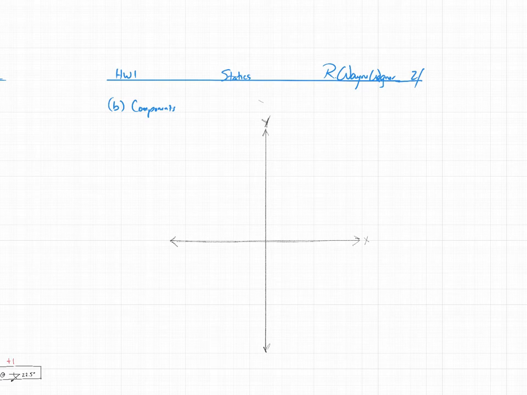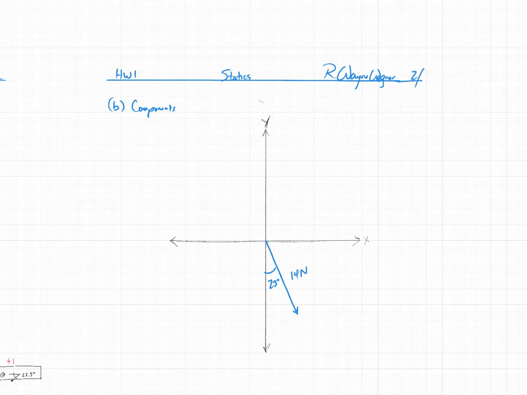Now, A, we'll make 14. We've already figured out these angles, so I'm not going to belabor that point here. I want to make this in pen, though. Okay, so here we go. This is going to be 23 degrees, and that was 14 newtons.